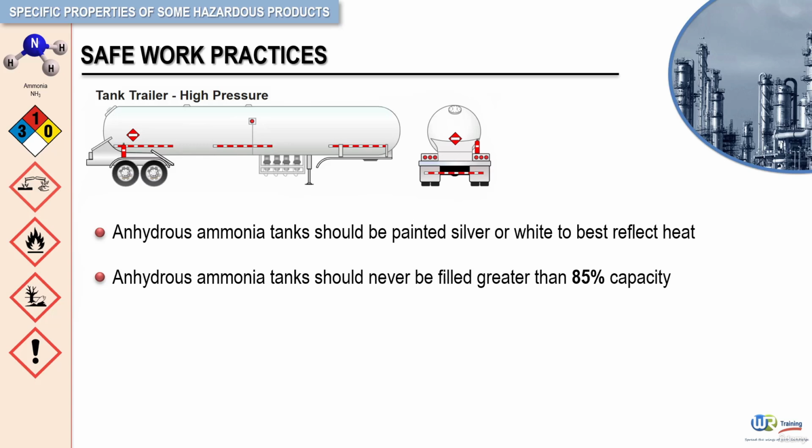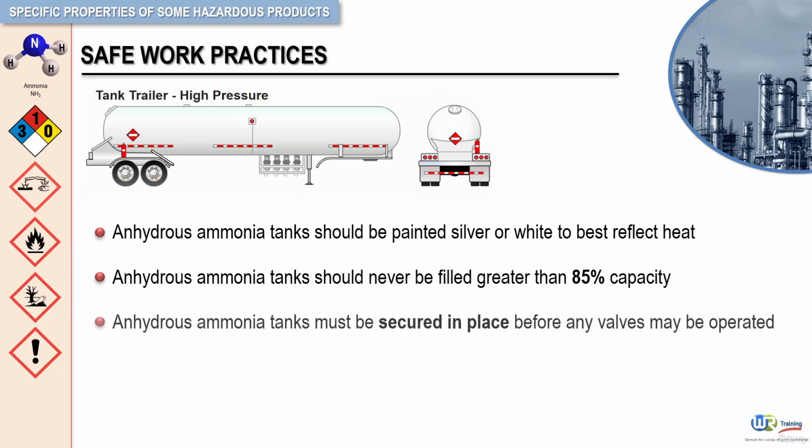And before operating any valve that controls anhydrous ammonia, all workers involved in the process must read and understand the valve operator's manual. This valve operation training must be documented. In addition, tanks containing anhydrous ammonia must be secured in place before any valve may be operated. This helps ensure that active connections are not inadvertently broken due to any shifting or movement of the tank.